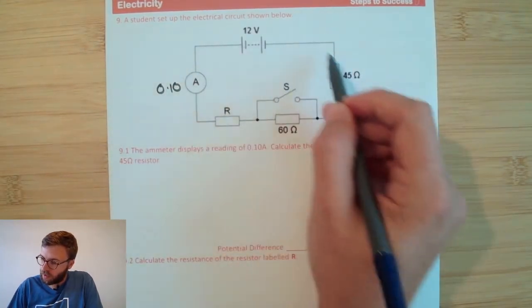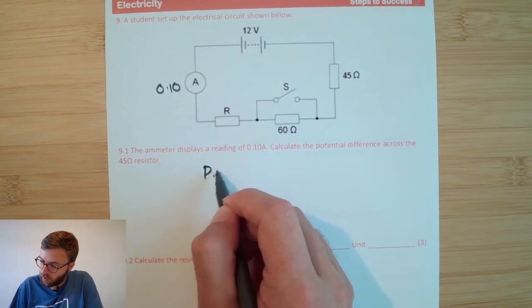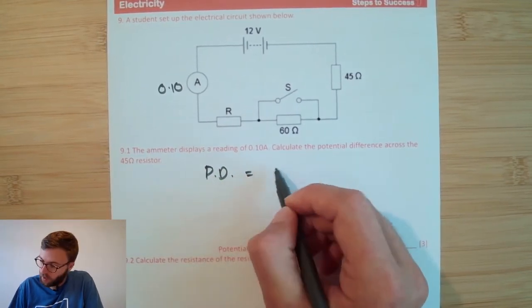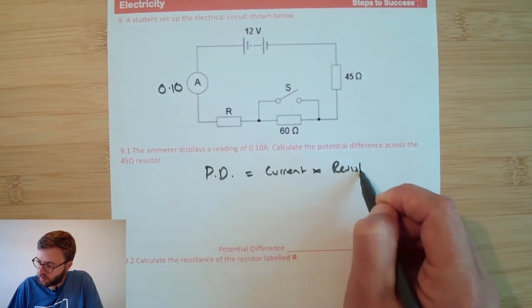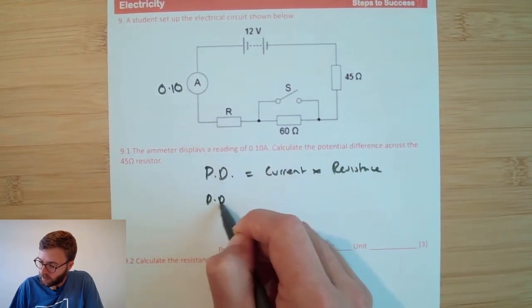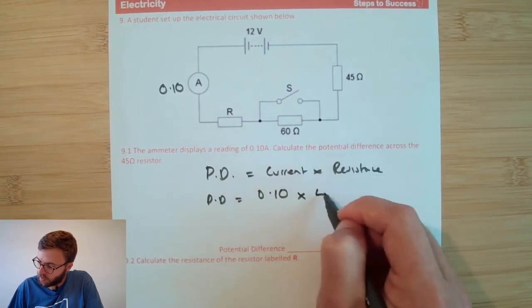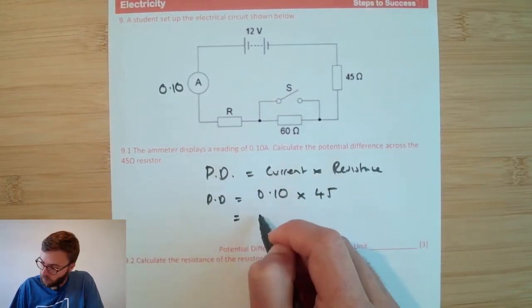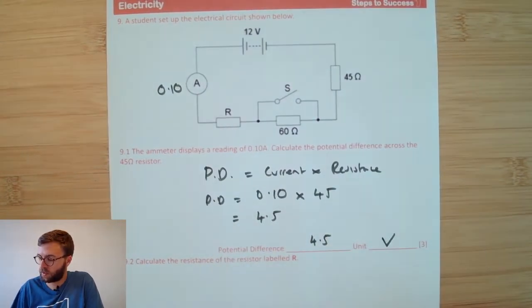Because current is the same in a series circuit, we've got the current, we've got the resistance. So we know that the potential difference equals the current multiplied by the resistance. So the potential difference equals the current, which was 0.10, multiplied by the resistance, which is 45. And if we work that out, we get 4.5. Our unit for potential difference is volts.